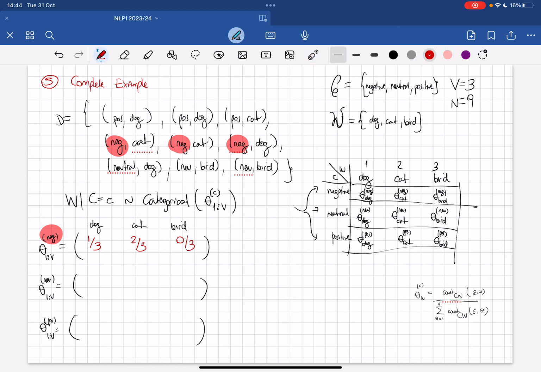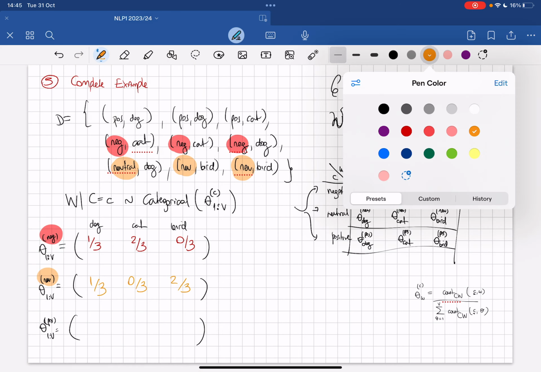Let's go for neutral, maybe with this color. Let me highlight the neutral stuff. We have again 3 occurrences, and I have 1 dog out of 3 occurrences, and I have 0 cats out of 3 occurrences, and I have 2 birds out of 3 occurrences.